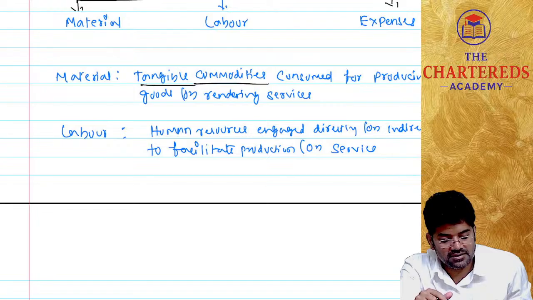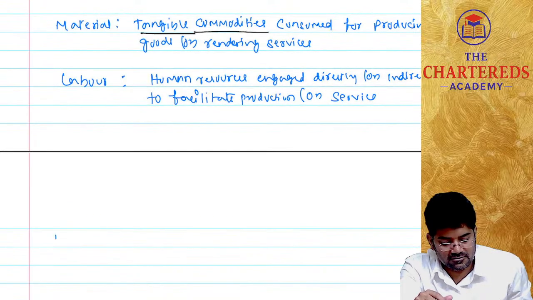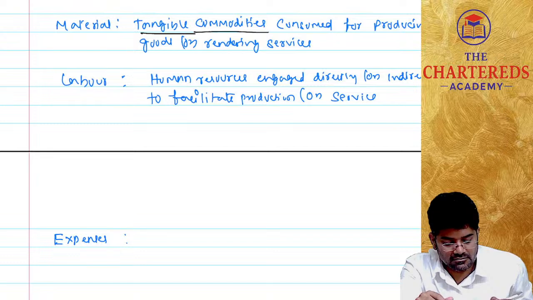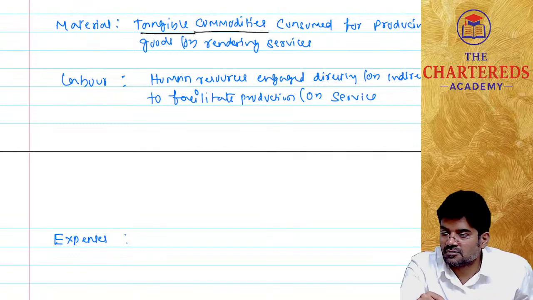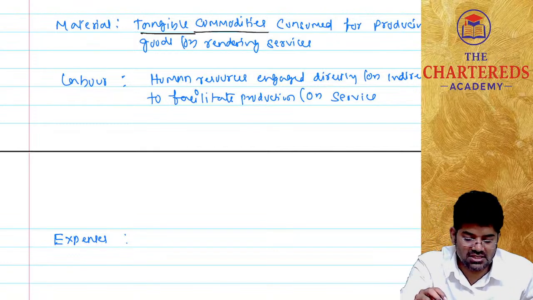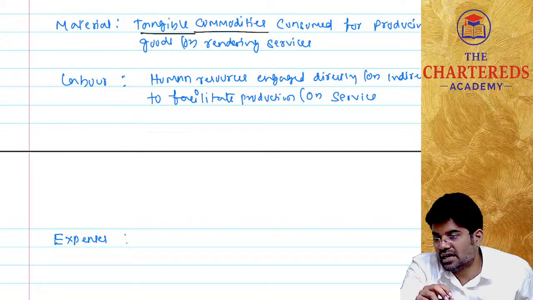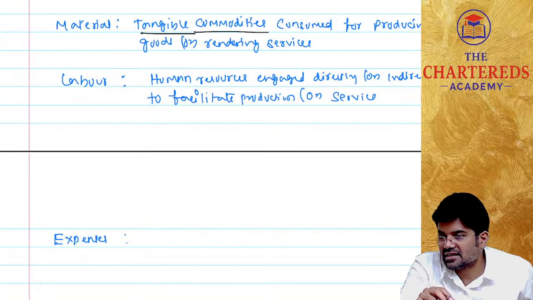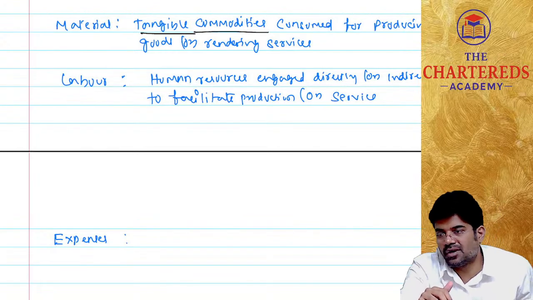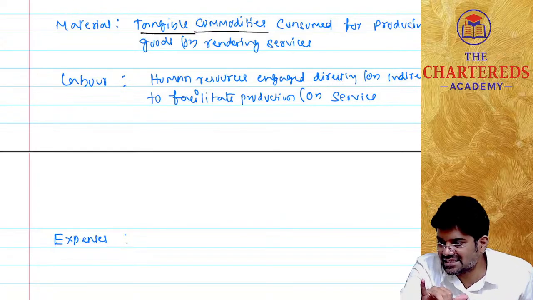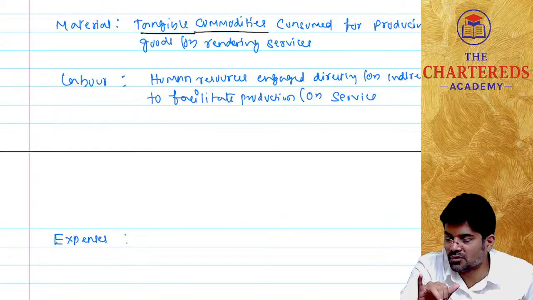And third one is expenses. What are expenses is other than material and labor incurred for the purpose of having facilities. If you are manufacturing goods, naturally you require facilities, you require a place, you require electricity, you require water. Yes or no? Yes.